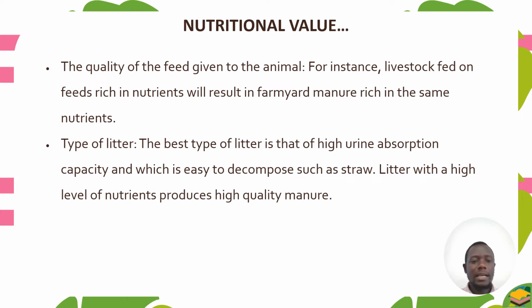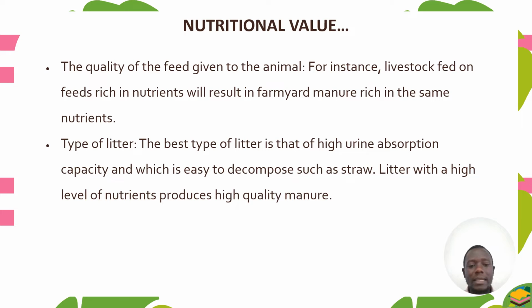Okay, so the second point is about the quality of feed given to the animals. On quality of feed, what it means is if you are giving animals feeds which are rich in nutrients, those animals also produce manure which is rich in the same nutrients.